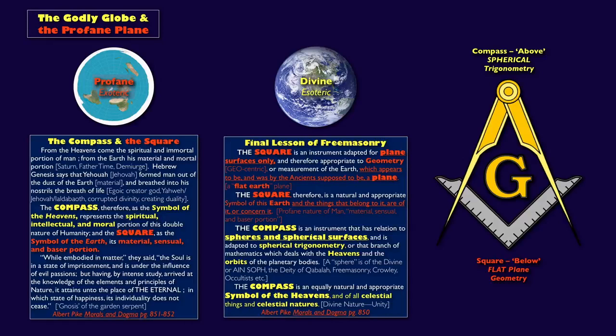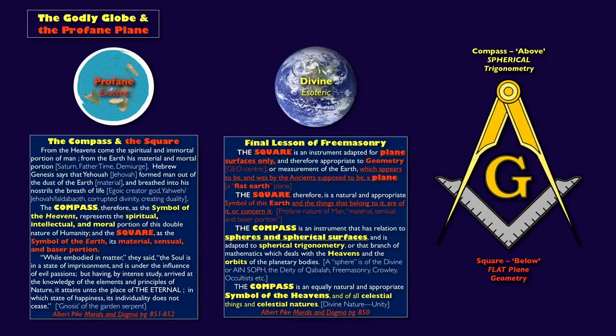So first off, on the left side, just go through the bold letters if you really want to get a synopsis. The compass is a symbol of the heavens, spiritual and intellectual moral portion of man. The square is a symbol of the earth and the material, sensual, and baser portion. So there you go. The square is profane, the compass is divine. And he says the square is an instrument for plane surfaces only and geometry. So geometry like geocentric, right? Earth-centered. That would have to do with this plane.